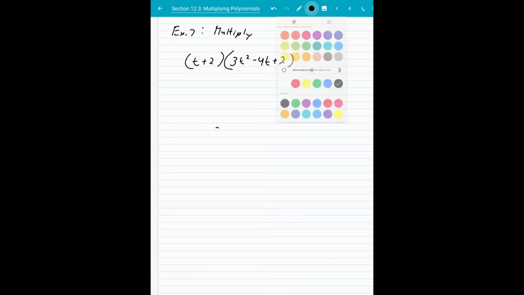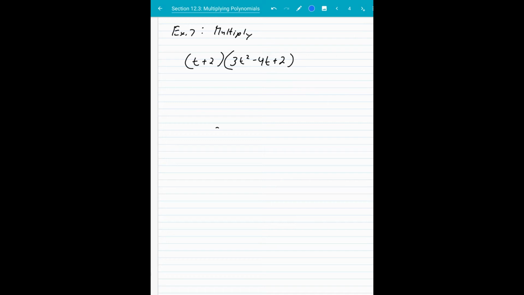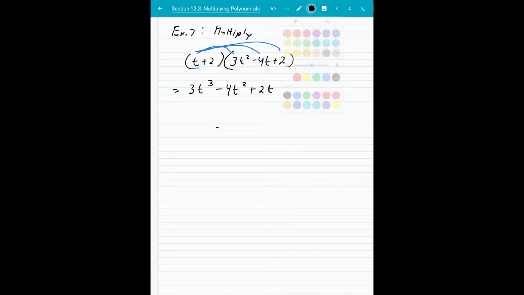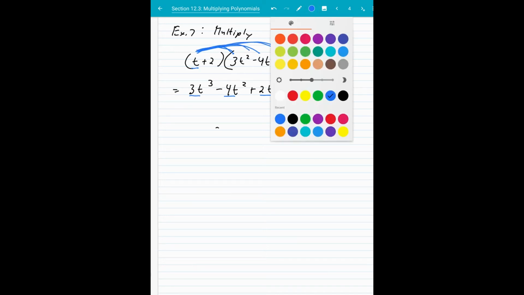Now, this one is a bit more involved, but remember what I just told you in the last problem. We need to take this first one right here and distribute it to every single thing on the other side. So distribute the first variable to everything. That's going to give us 3t to the third power for the first one, minus 4t to the second power for the second one, plus 2t for the third one. So this represents our first, second, and third ones for the 3 distribution processes.